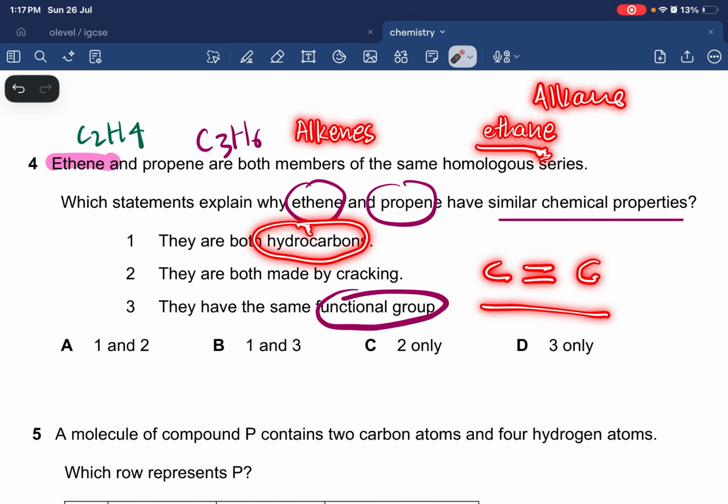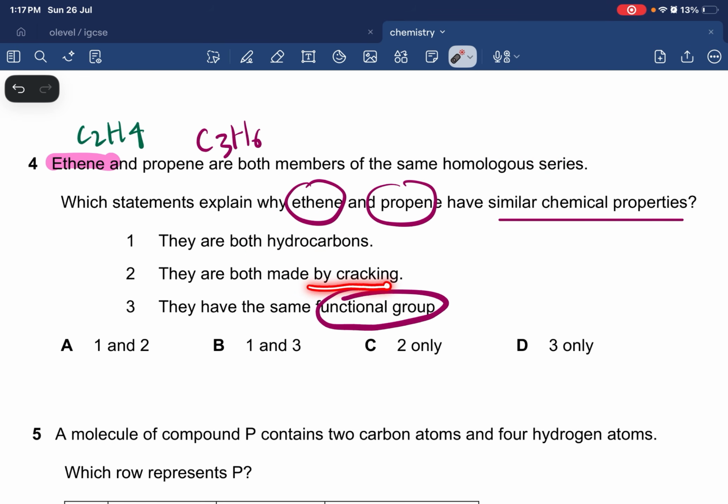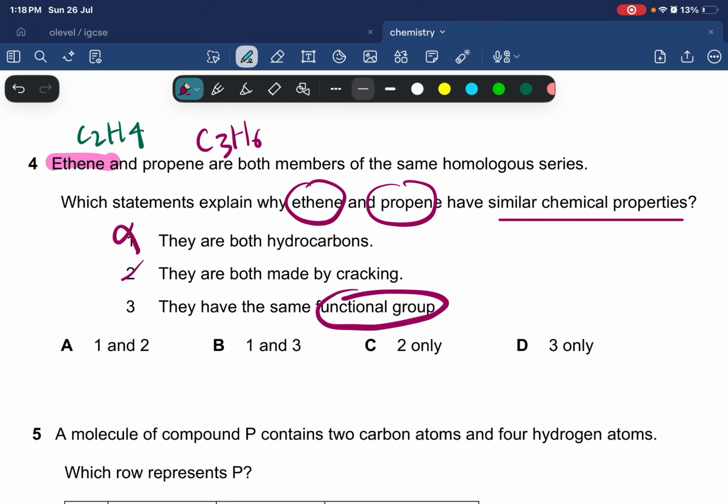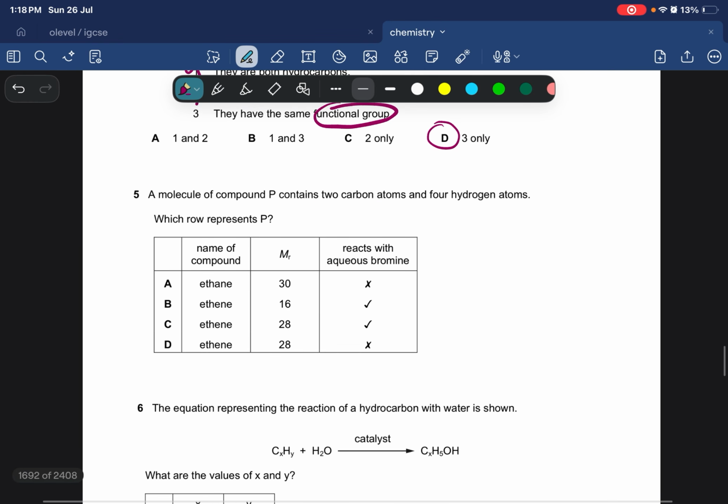So hydrocarbon is no guarantee, and they're both made by cracking. By cracking, you can make both alkanes and alkenes, right? You can make anything by cracking if you take a large hydrocarbon. So no. The functional group is related to chemical properties. Always remember. So it's going to be 3 only. The functional group reacts in the reactions. Always, in alcohols and carboxylic acids, nothing happens to the long chain. Only the functional group is the reactive part of a compound.